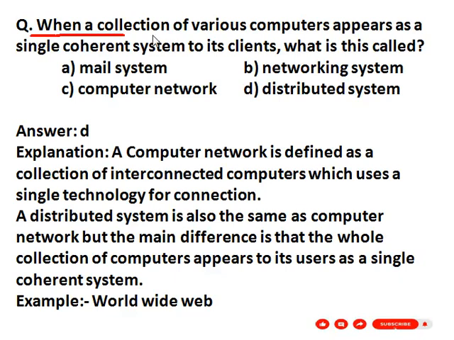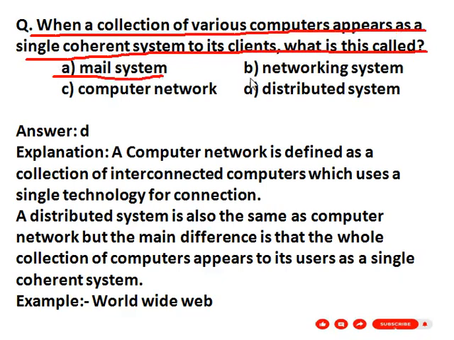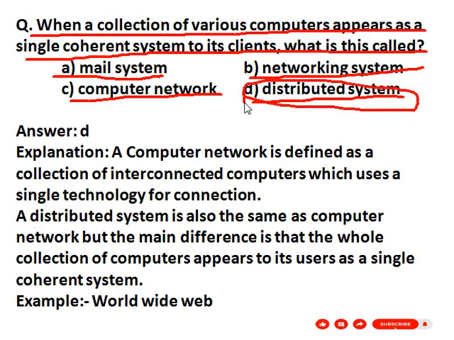When a collection of various computers appears as a single coherent system to its client, what is this called? Given options are A. Mail system, B. Network system, C. Computer network, D. Distributed system. So your correct answer is option D, distributed system. So what is distributed system?